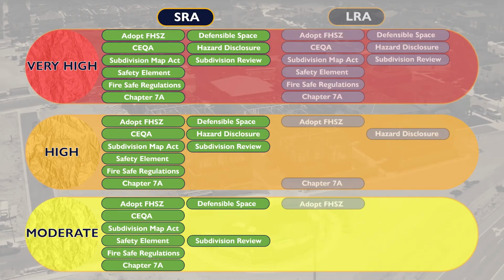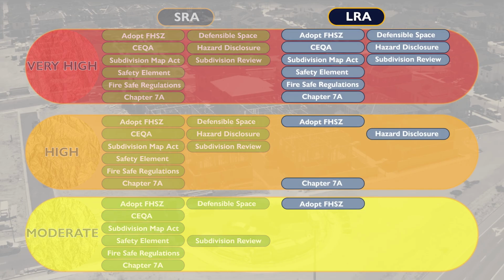This diagram displays the requirements based on hazard zone and responsibility area. As you can see, the requirements for SRA for each zone have remained the same. In the LRA, the updates are focused on the high and moderate zones.